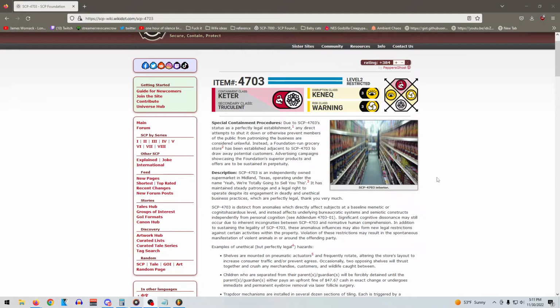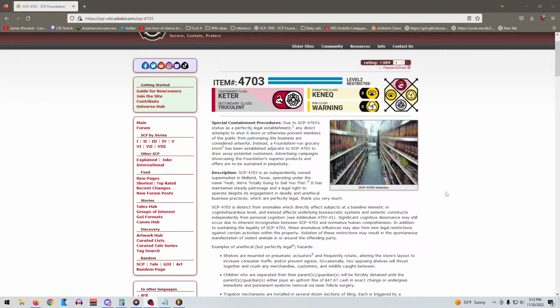Special containment procedures. Due to SCP-4703's status as a perfectly legal establishment, any direct attempts to shut it down or otherwise prevent members of the public from patronizing the business are considered unlawful. Instead, the Foundation-run grocery store has established an adjacent store to SCP-4703 to draw away potential customers. Advertising campaigns showing the Foundation's superior products and offers are to be sustained in perpetuity.